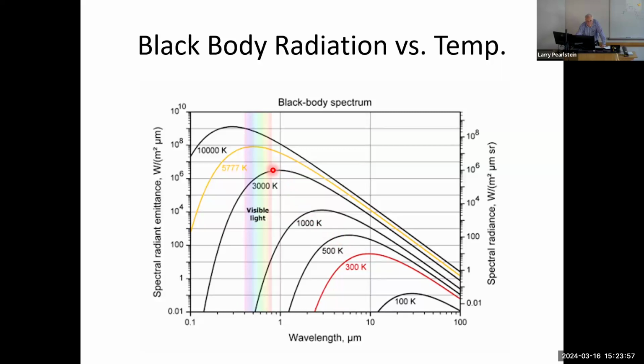When you get up to 5,770 Kelvin, you're at sunlight, and the sunlight peaks right at the blue end of the spectrum and is even more intense. All right, this displacement of the peak is called Wien's displacement law.